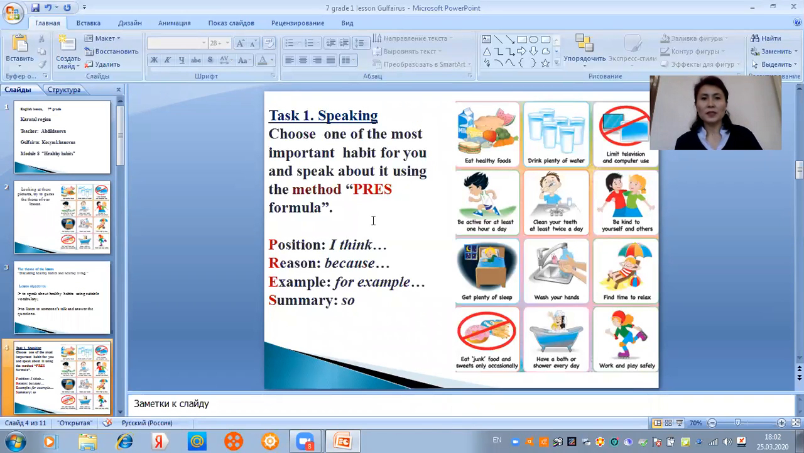Our first task is for speaking. You should choose one of the most important habits for you and speak about it using the PRESS formula. PRESS formula means P is position, R is reason, E is example, S is summary. You should give your position, start from your position. You should point out the reason, then you should give your example. At the end, you should sum up your position.